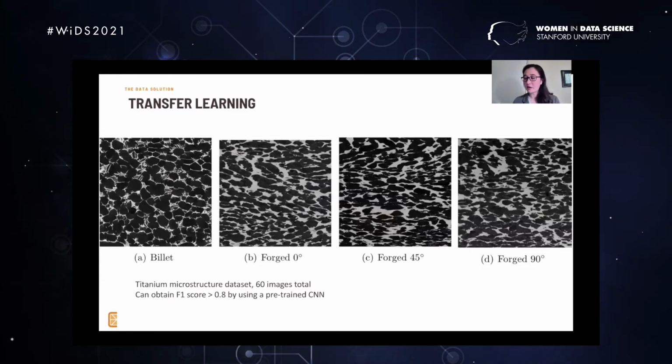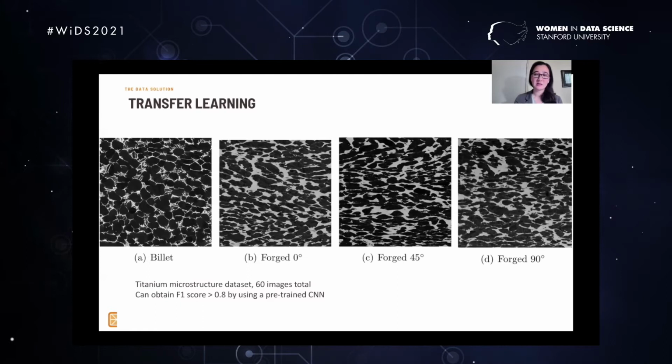Another very common technique for when you have limited data is transfer learning. And this is not at all specific to scientific applications. Transfer learning is a really common approach when you have limited data sets across many different disciplines. The basic idea with transfer learning is, if you have a large data set on a related use case, you train your machine learning model on that, and then you just retrain the last few layers of your neural network on the smaller data set that's specific to your use case.